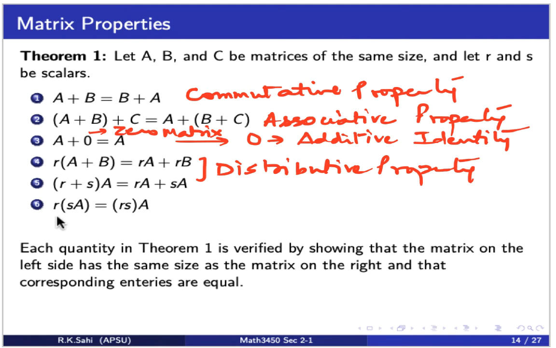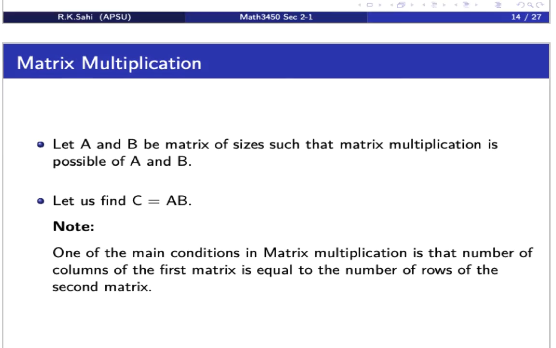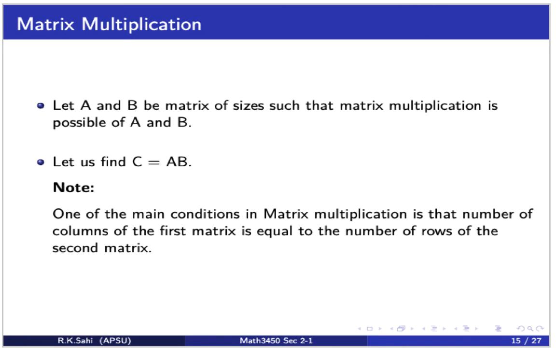And finally, a scalar multiplied to a scalar with a matrix, or if we multiply the scalars first and then multiply to a matrix, it will still give us the same answer. So most important for us is just to be aware of these properties. We are not going to prove them. Okay. The main important thing is matrix multiplication.